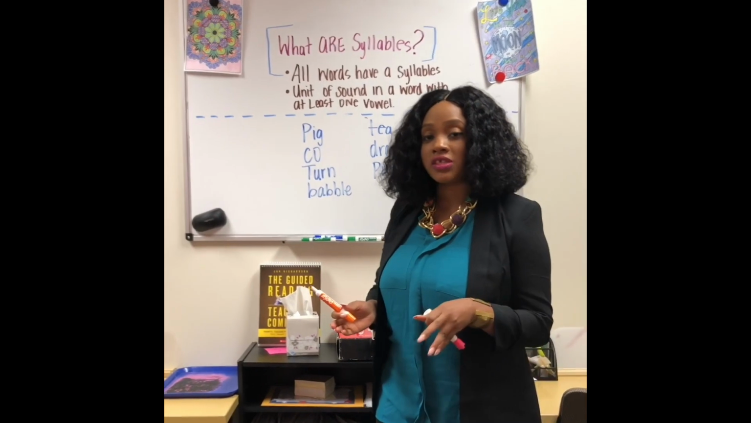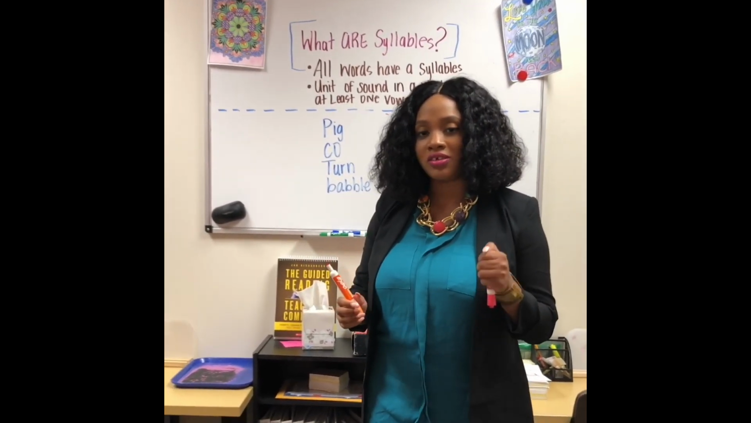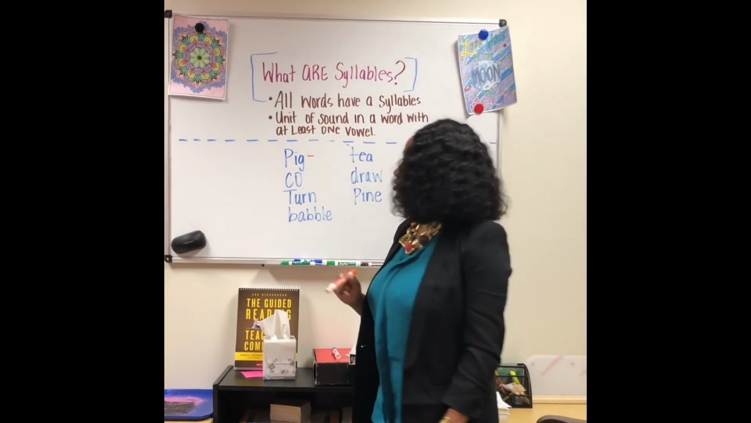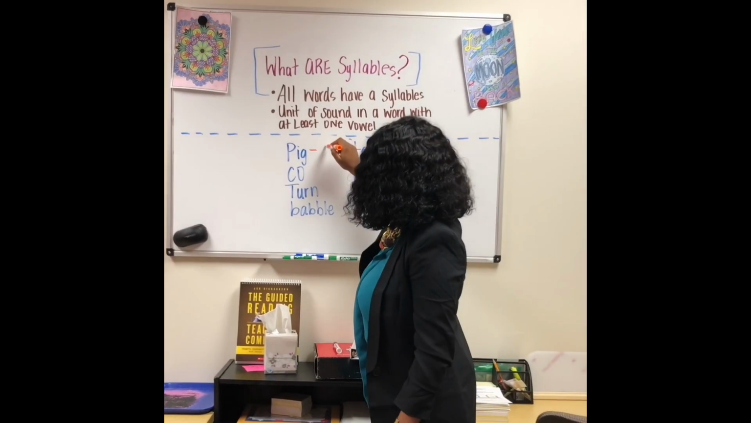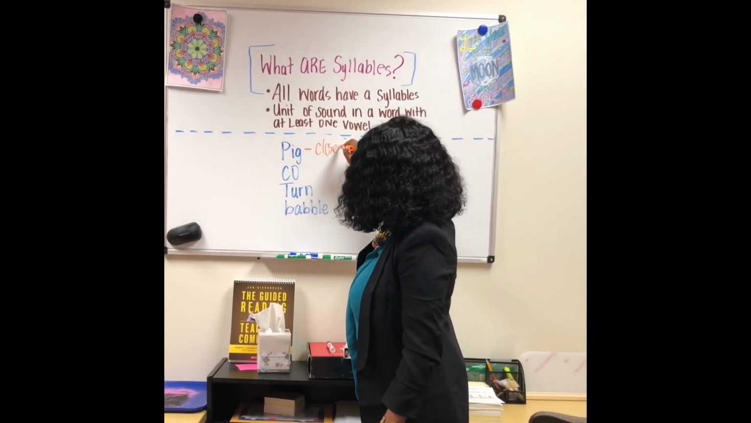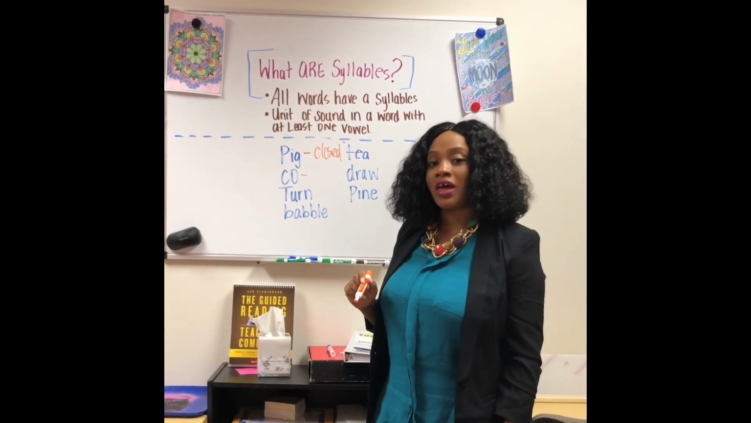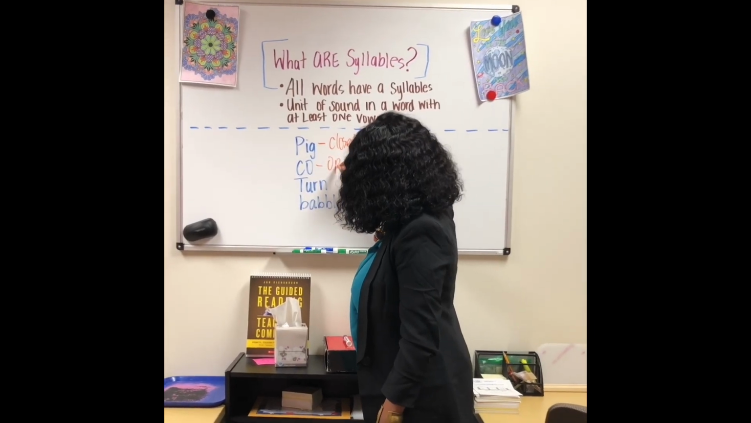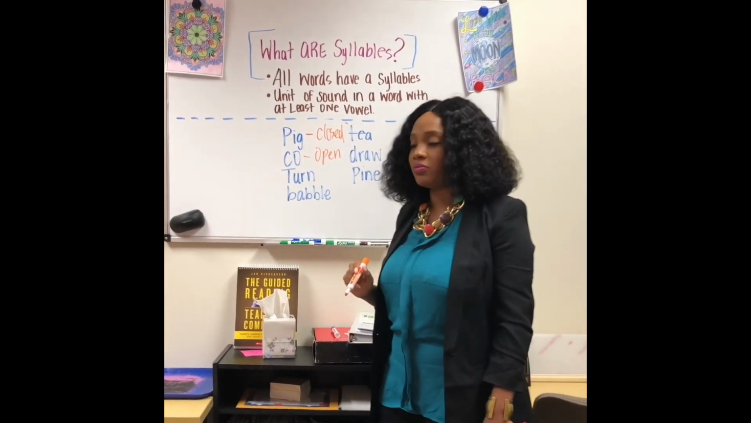Pop quiz. All right, we just learned the 7 syllable types. Let's go through and see what these are. All right, first one, pig. That is what? Closed. Next one, co. That is what? Open. It's open because it has no consonant behind it.